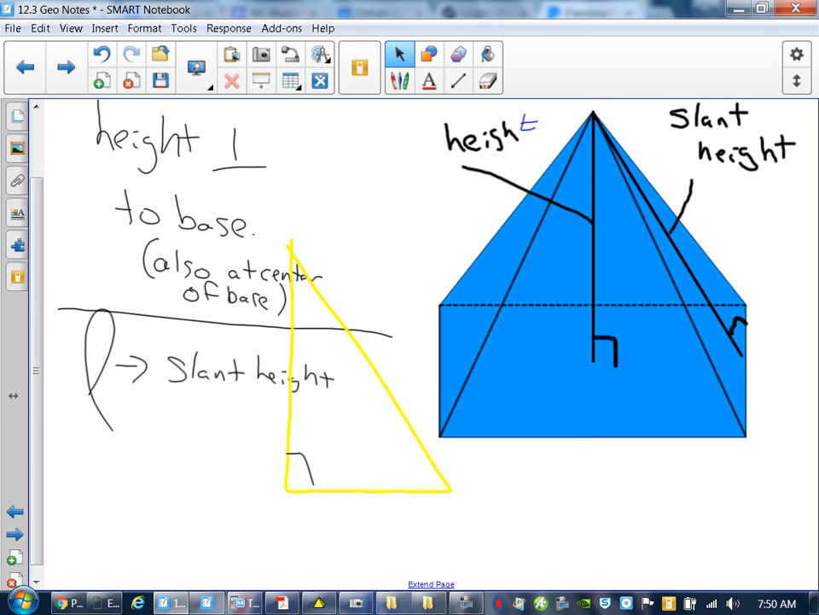Slant height and the height create right triangles. Slant height and the height create right triangles, which means that you're going to, I should be using yellow, you can barely see that. And by the way, that's a cursive L.